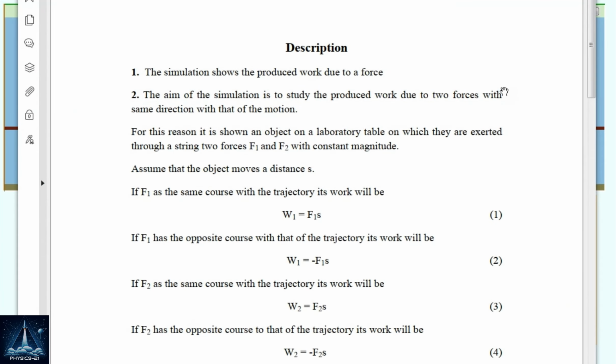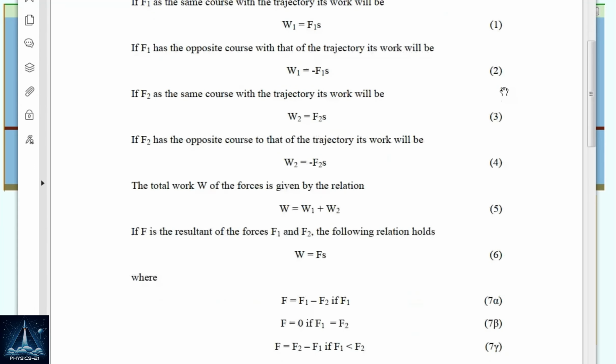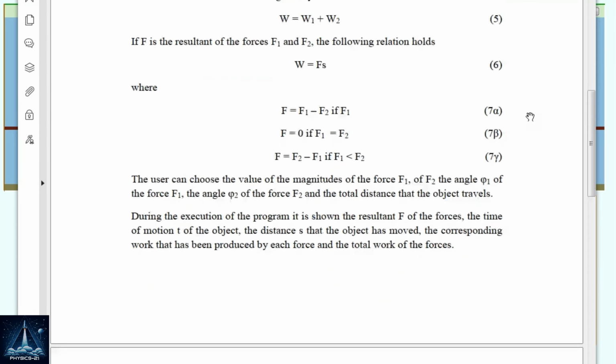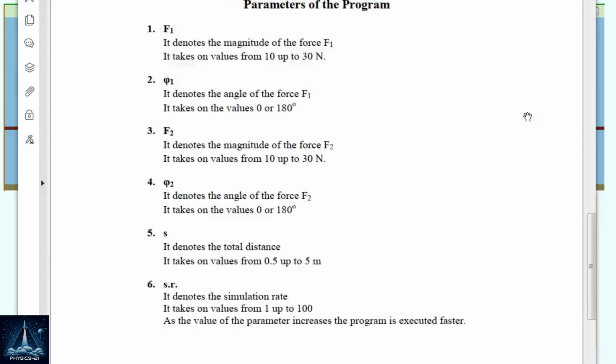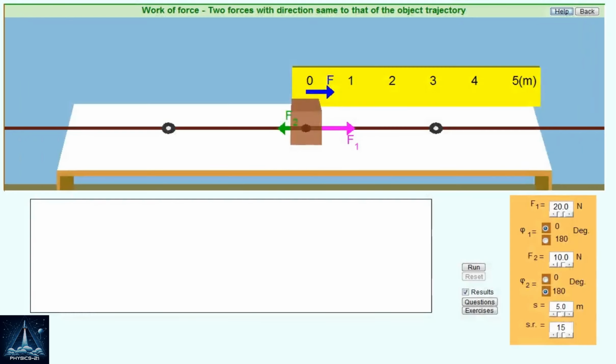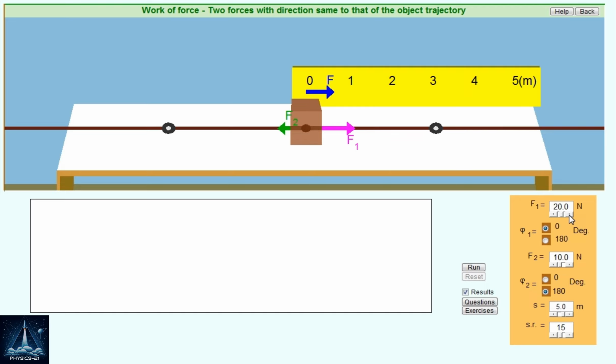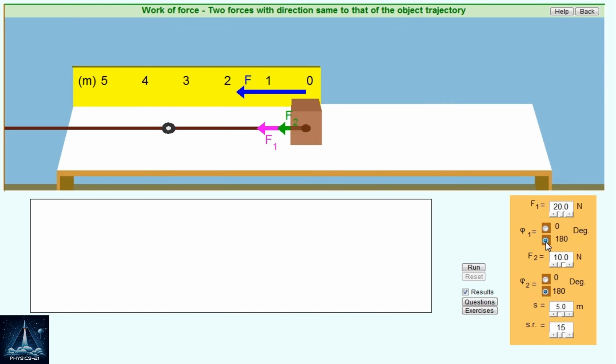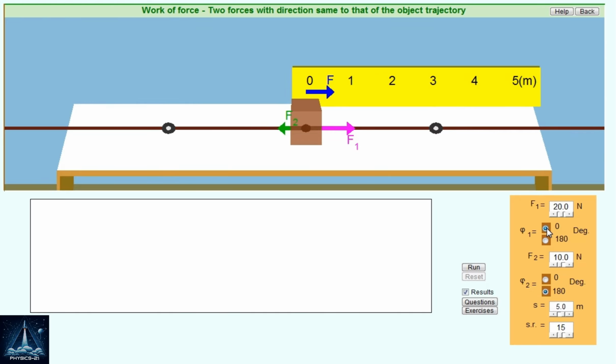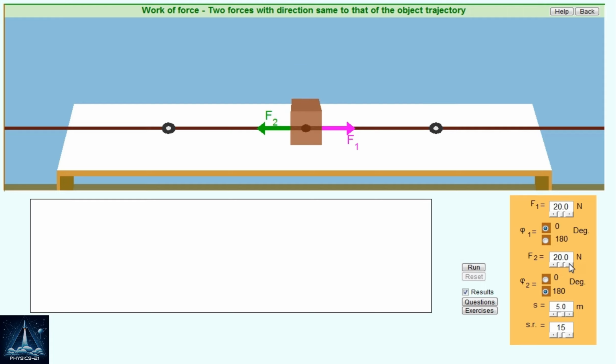In the help section, the analytical theory of the simulation is referenced. The parameter F1 denotes the magnitude of the force F1. The parameter phi1 denotes the angle of the force F1 in relation to axis x.